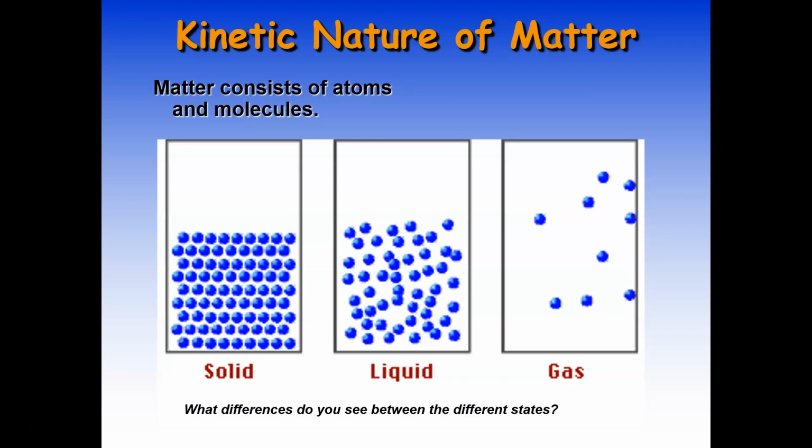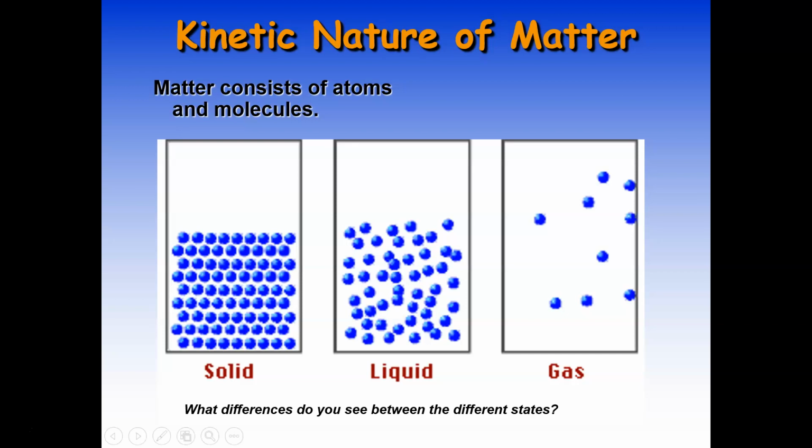So matter consists of atoms and molecules. Everything in the world consists of atoms and molecules. And we divide that matter into three different states of matter primarily: solid, liquid, and gas. How those atoms and molecules behave in each of those states of matter is different.